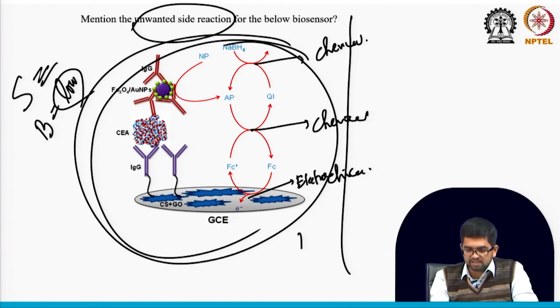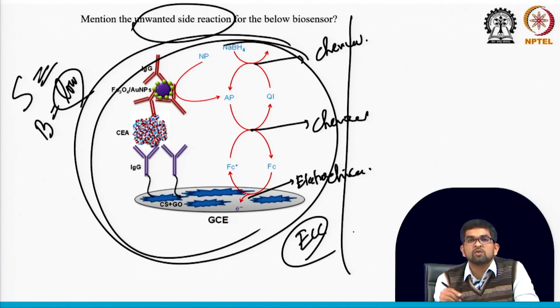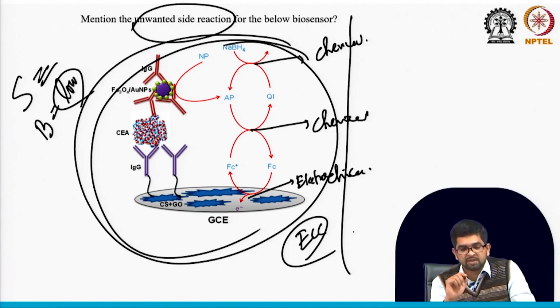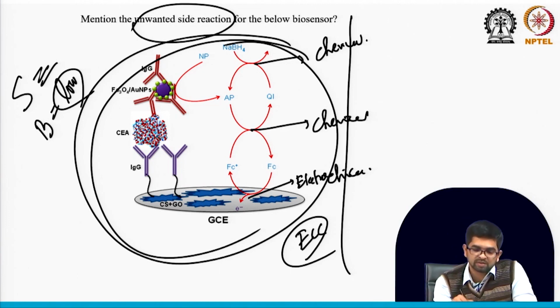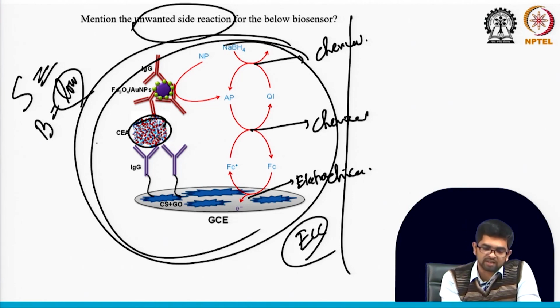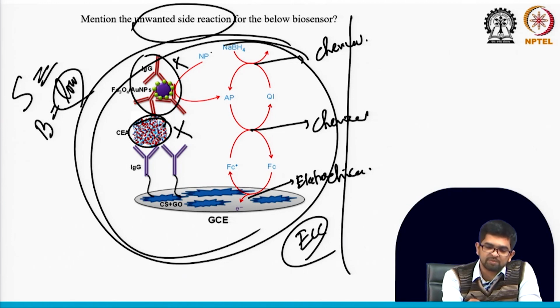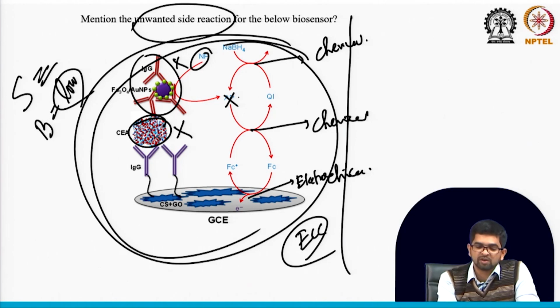So, this is the ECC redox cycling. Now, we can easily correlate your ECC redox cycling concept. So, what are the unwanted reactions? Unwanted reactions means reactions that happen without the target. Say if there is no target, then the secondary antibody coated nanomaterial will not be present. If this is not present, the nitrophenol will not be converted to aminophenol. So, this will not be there, right.